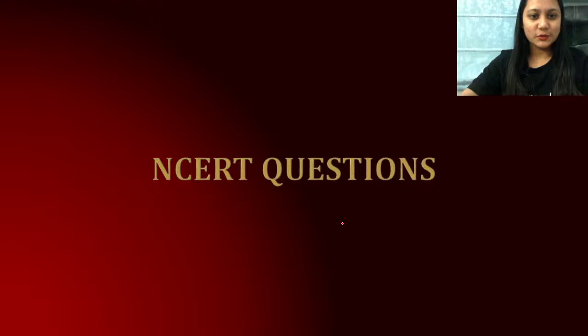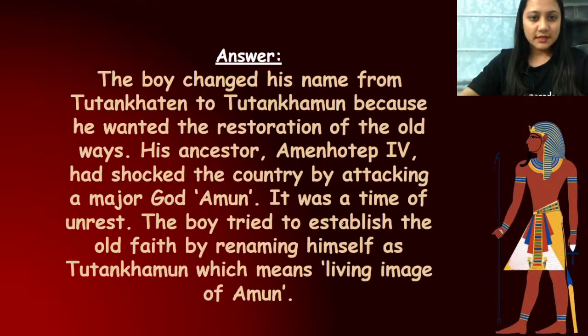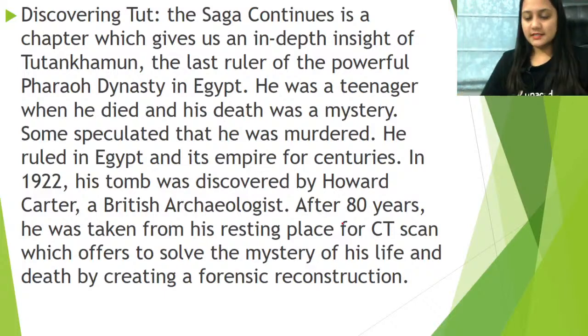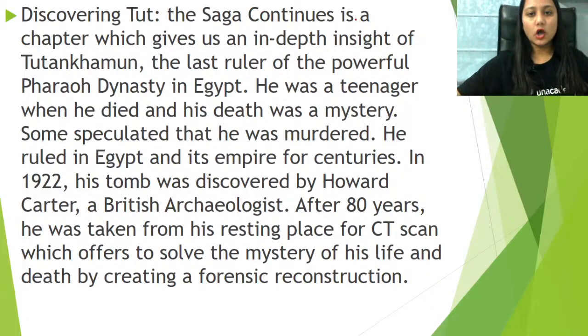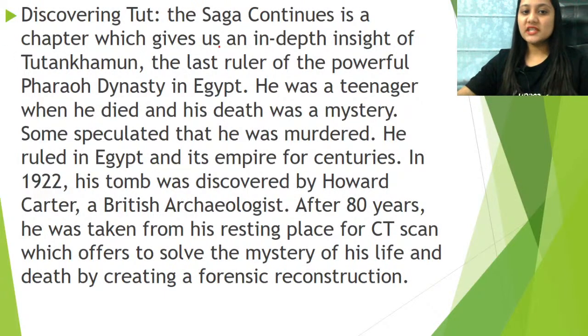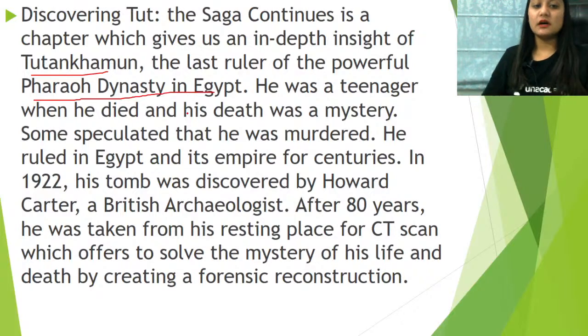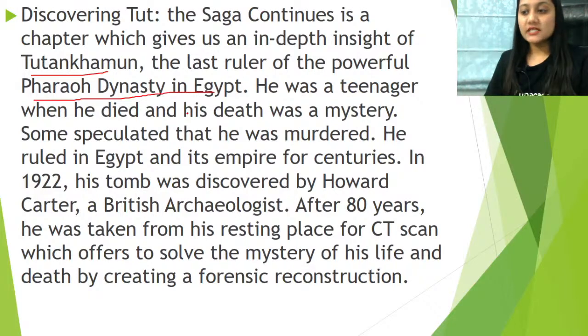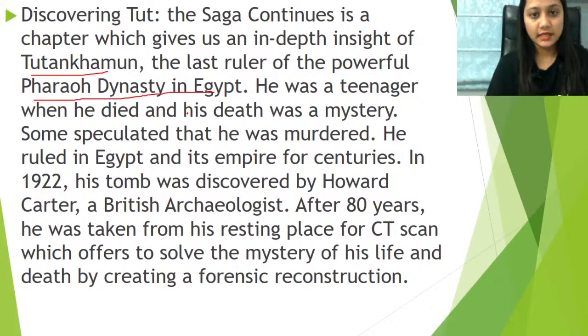Before that, let me give you a summary of this chapter. Give me a minute. Okay, here it is. Discovering Tut: The Saga Continues is a chapter which gives us an in-depth insight into Tutankhamun, the last ruler of the powerful Pharaoh dynasty in Egypt. So this whole chapter gives us a very clear idea about the last ruler of Egypt. Who is a Pharaoh? That is a king. And what was the name of that last ruler?